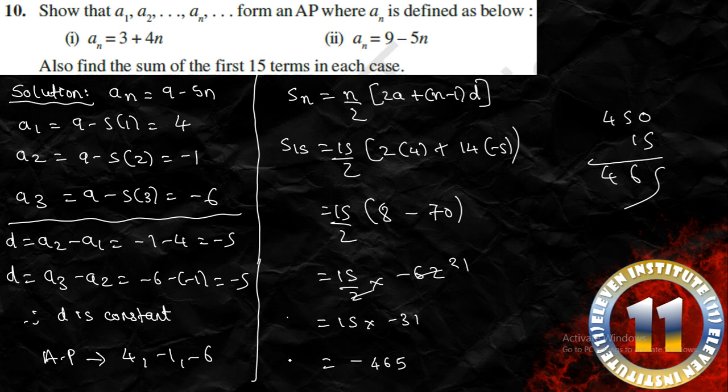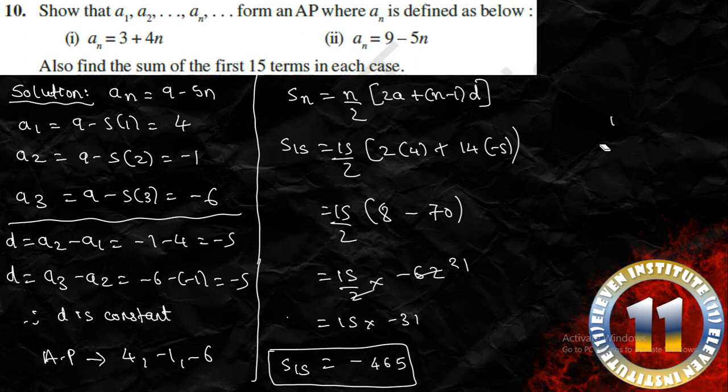I hope this is clear to you and you don't have any doubts. S15 is equal to 465. If you don't want to go like this, what you can do is simple multiplication of 31 and 15. 5 ones are 5, 5 threes are 15, and 31 ones are 31. So here also you get the answer 465. Choice is yours, whichever way you want to go.